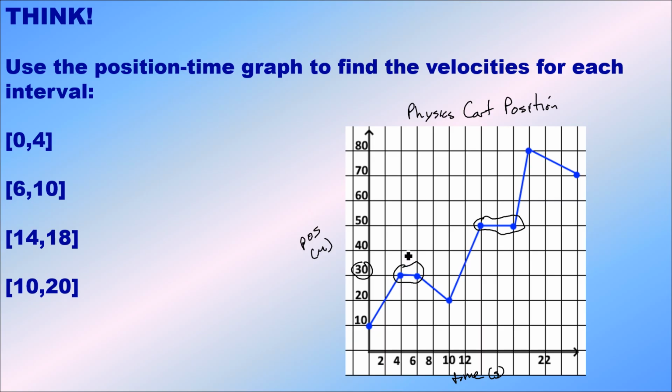It's just not moving. Now, let's think about these. Tell me what the cart is doing for these. Is it backing up, staying still, or going forward? Discuss with the person next to you. And you should have said it is backing up, right? Because we're starting at 30 right here, and then we end up at 20. So obviously it's backing up right here. We're starting at 80, and then we're backing up to 70.